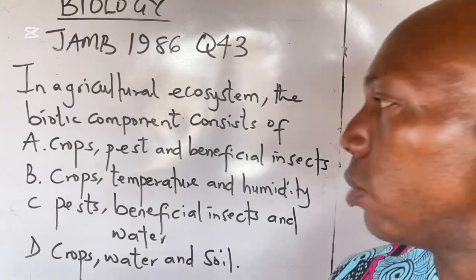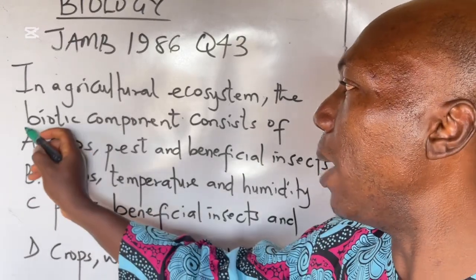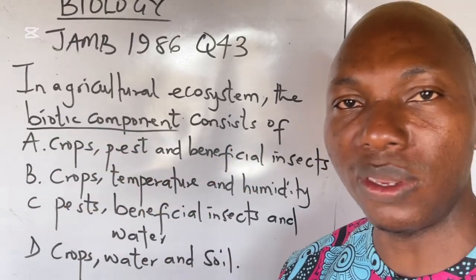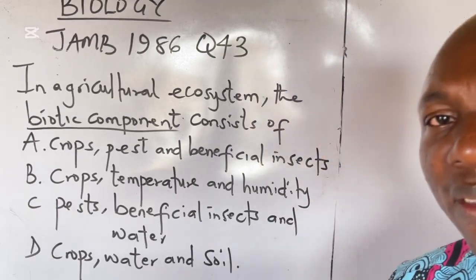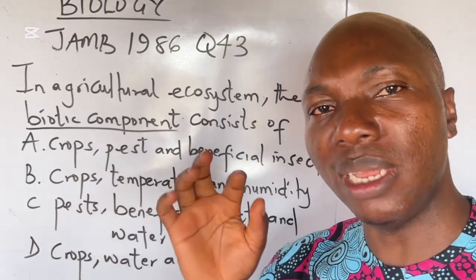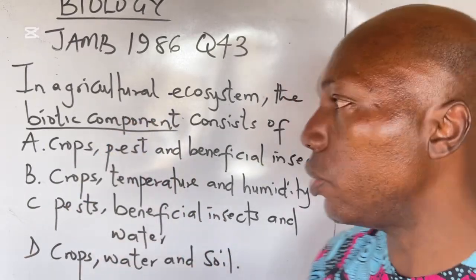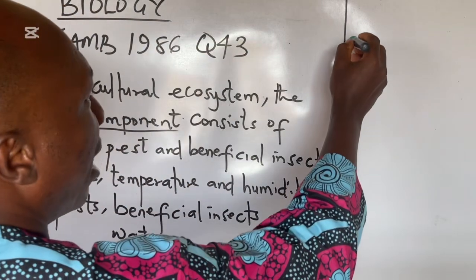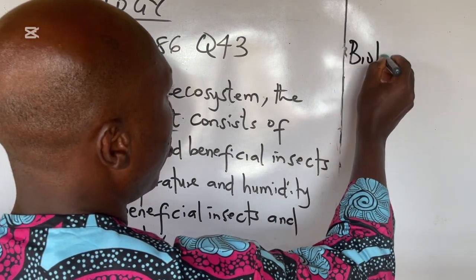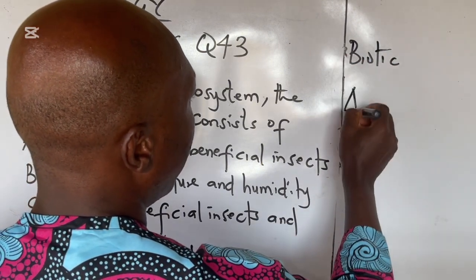So the keyword here is biotic component of the ecosystem. Biotic component of the ecosystem means the living organisms in the ecosystem. Another part to this question is abiotic. See, we have biotic and abiotic.